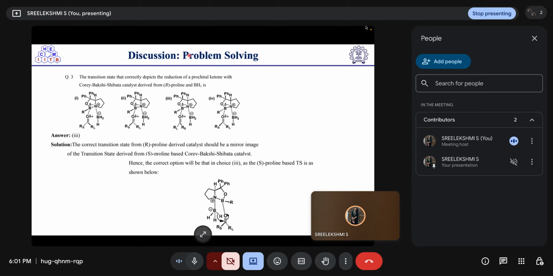So here, as we know, the correct transition state from the R-proline derived catalyst should be a mirror image of the transition state derived from S-proline, based on a Corey-Bakshi-Shibata catalyst.